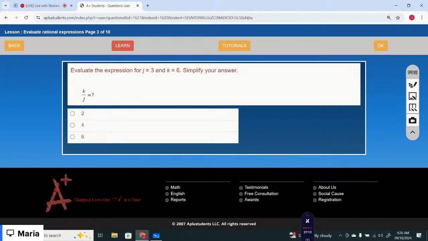Evaluate the expression for j equals 3 and k equals 6. Simplify your answer. Which is the correct option? That is k is 6. So that is 6 divided by 3, and 6 divided by 3 is 2. Option number 1 is the correct option. Very good.